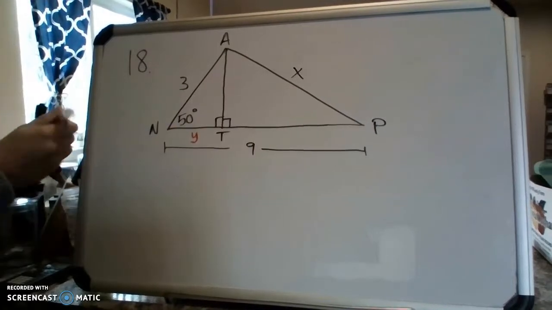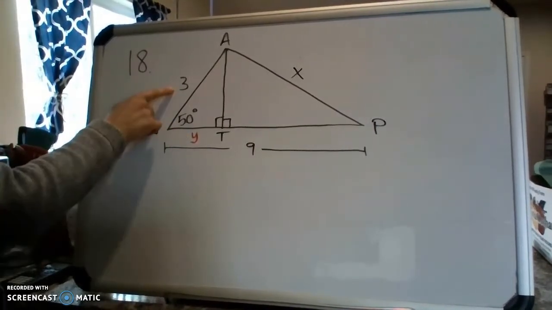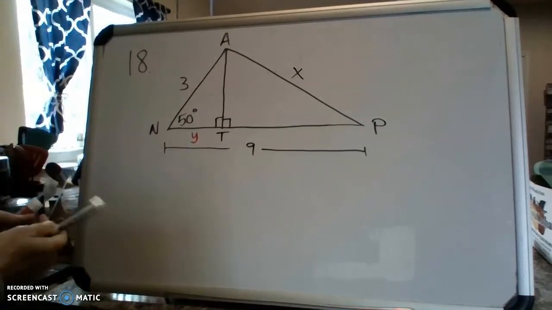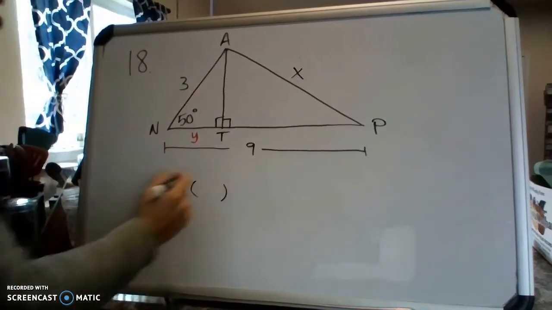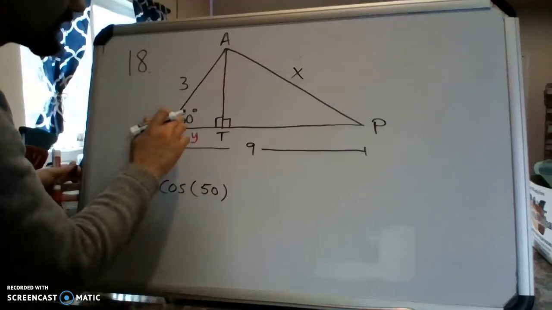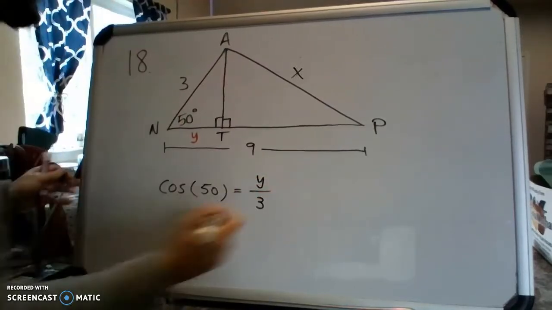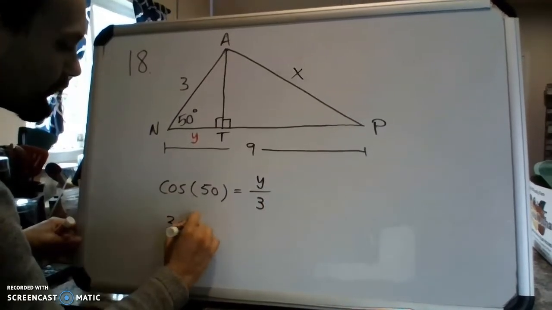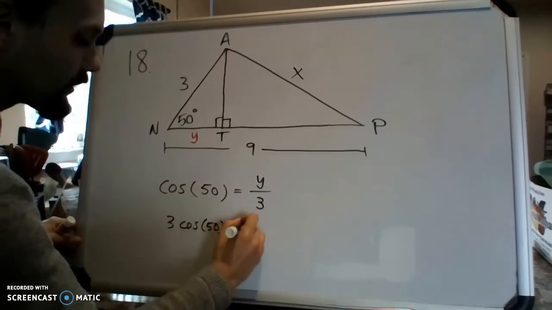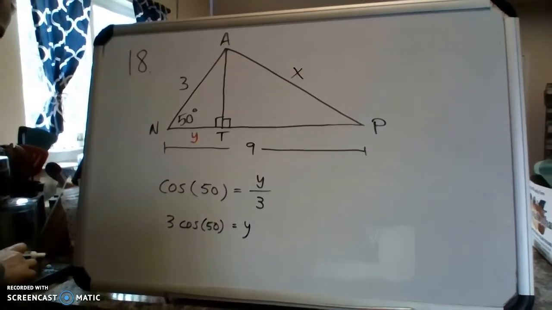All right, so compared to 50, this would be the adjacent side and the hypotenuse side. So cosine uses the adjacent side and the hypotenuse side. 50 degrees is the angle we're looking at. Y is the adjacent, and 3 is the hypotenuse. Multiply by 3 on both sides. So whatever 3 times cosine of 50 is, that is what y is going to be equal to.